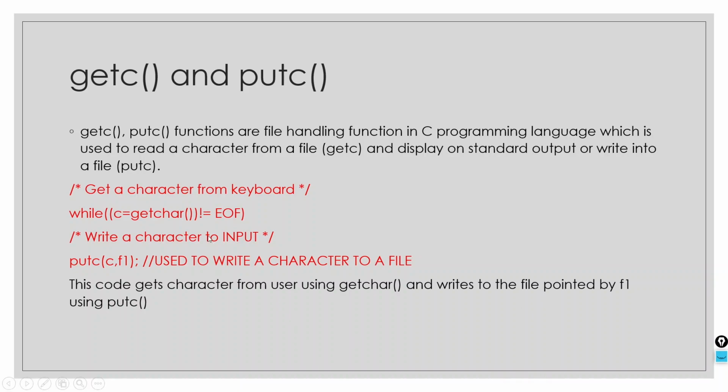While C is equal to getChar not equal to end of file. That means getChar is to get a character from the user. So when using the keyboard, when a user enters a particular character, that is saved in C, and while it gets a character, putC(C, F1), that particular character is written to the file pointed by the file pointer F1. So each and every character entered by the user is written to the file pointed by F1. And this is a loop, and this continues till end of file is reached.